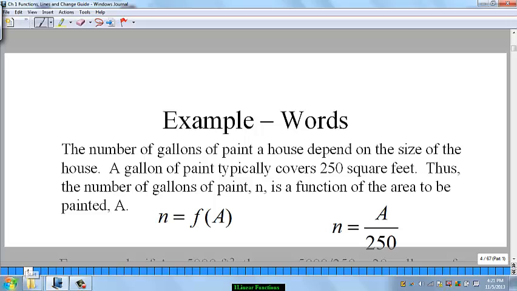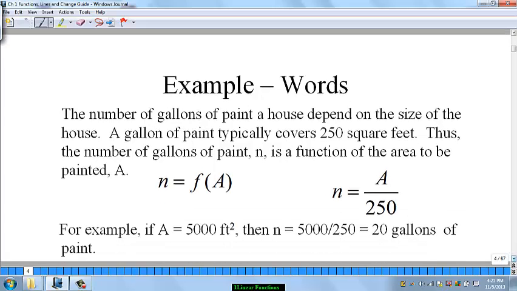All right, let's use words first. The number of gallons of paint to paint a house is dependent on the size of the house. Okay? So the gallons of paint depends on the size of the house. So if this depends on the size of the house, I know the size of the house is independent. I can pick any house I want, and then I can figure out how many gallons of paint I need.